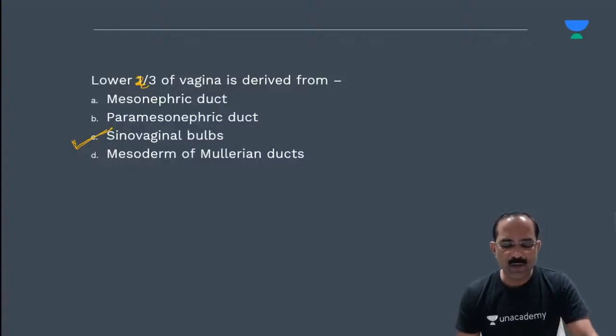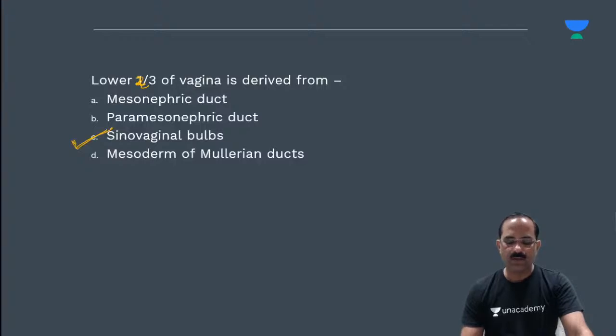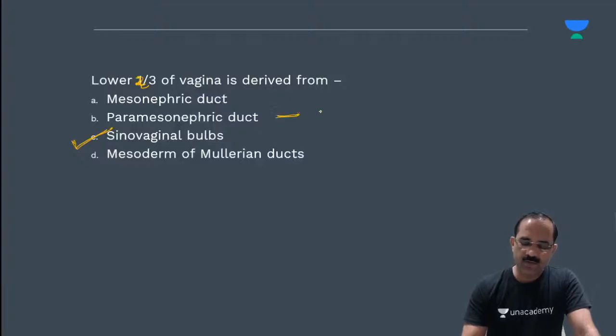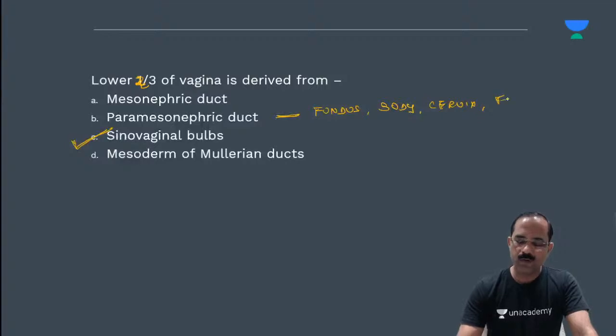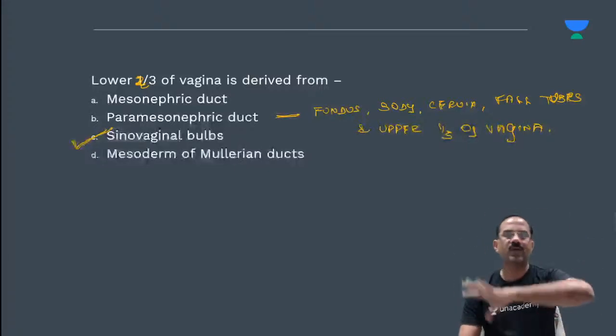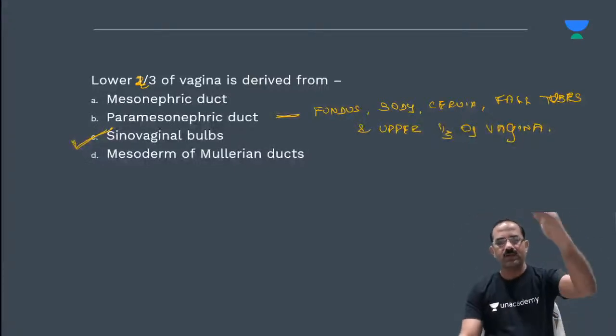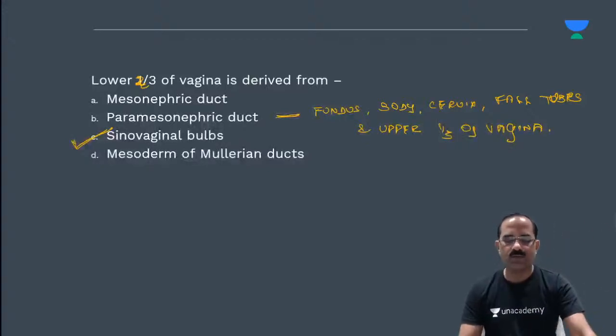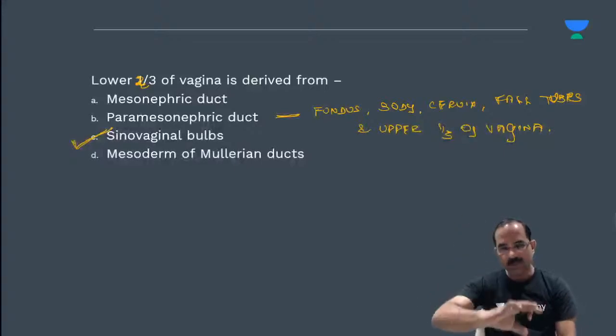The upper 1/3 of the vagina is derived from the paramesonephric duct, not the mesonephric duct. So the paramesonephric duct forms what? The fundus, the body of the uterus, the cervix, the fallopian tubes, and the upper 1/3 of the vagina. So all this is mesodermal in origin. Clear?